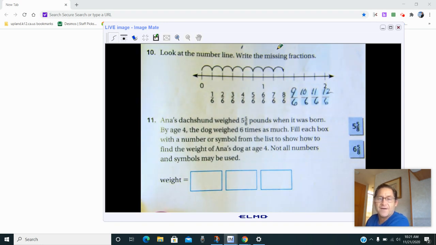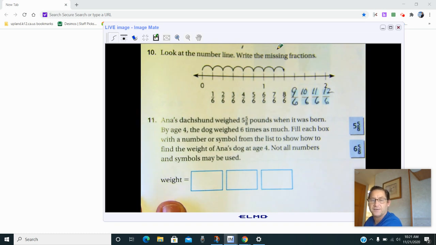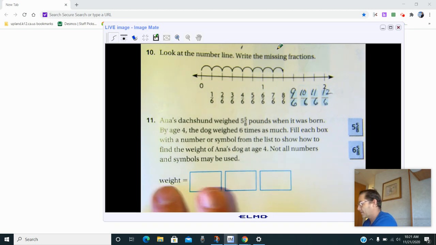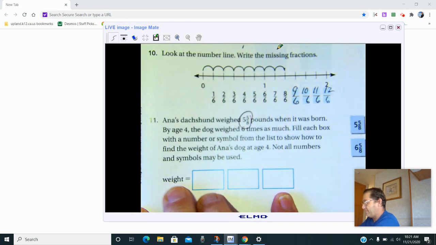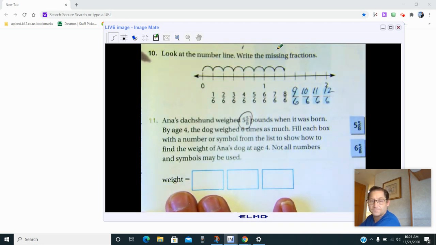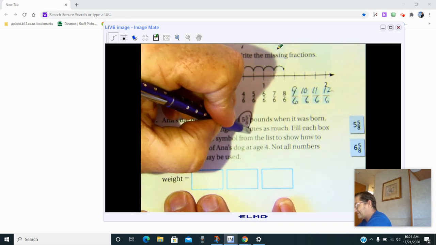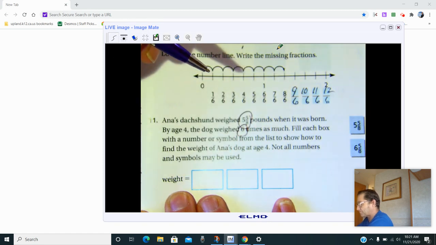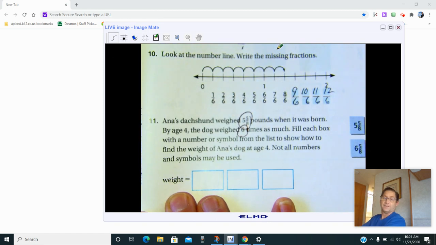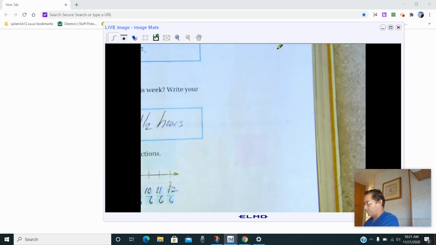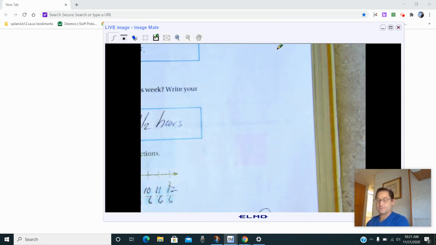Anna's dog weighed 5 5/8 pounds when it was born. By age 4, the dog weighed 6 times as much. Fill each box with a number or symbol from the list to show how to find the weight of Anna's dog at age 4. Not all numbers and symbols may be used. So we know that he's 5 5/8 pounds at birth. At age 4, he weighed 6 times as much.